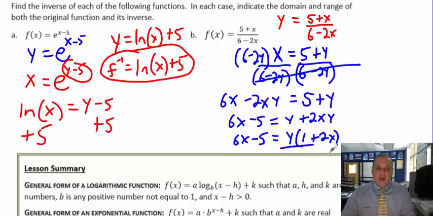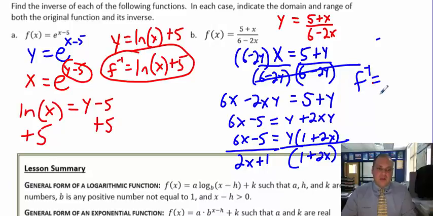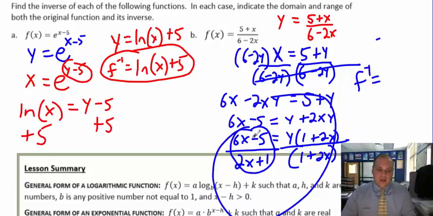And now I can get y by itself by dividing by 1 plus 2x. And of course, 1 plus 2x is the same as 2x plus 1. I'm just going to divide by 2x plus 1, and there's my inverse. F inverse equals, right here, 6x minus 5 over 2x plus 1.